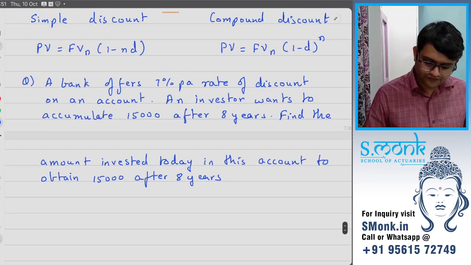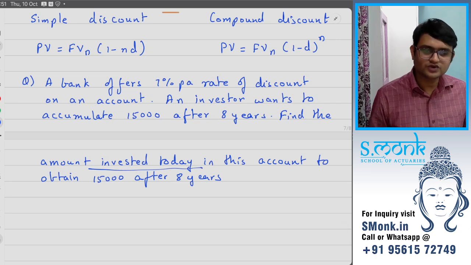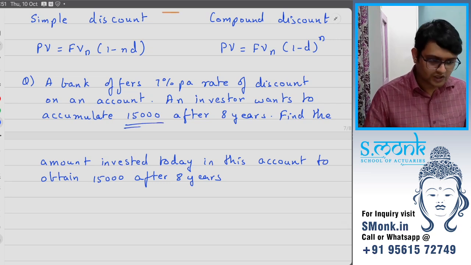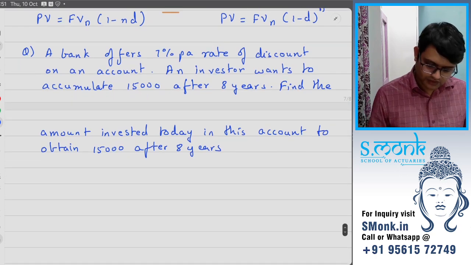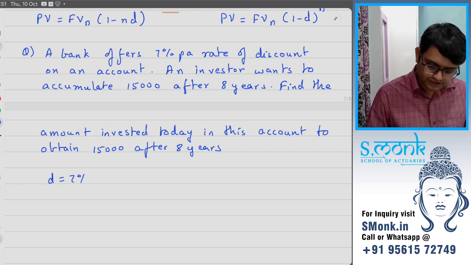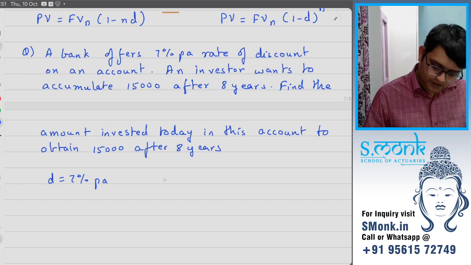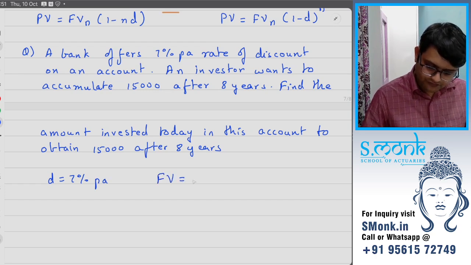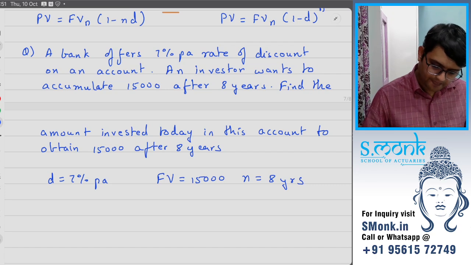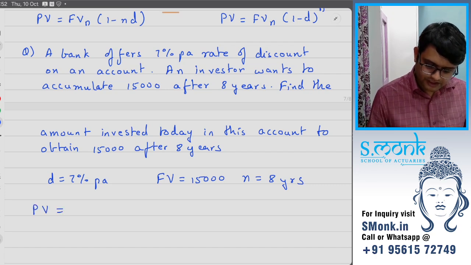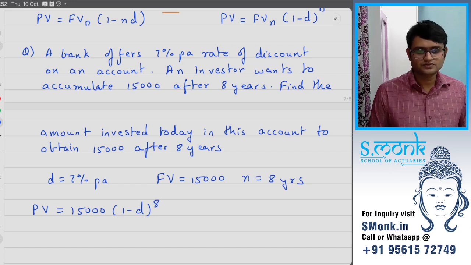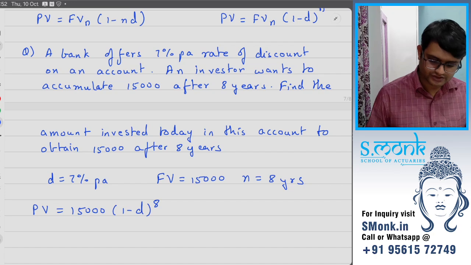So again, you can see we are trying to find the amount that should be invested today to obtain 15,000. So 15,000 becomes the future value. So the rate of discount is given as 7%. If nothing is written, we are going to assume it's compound. Then future value is 15,000. N is 8 years. We are finding the present value. So present value we'll say is nothing but 15,000 into 1 minus d the whole raised to 8. Okay, because we are assuming compound interest.